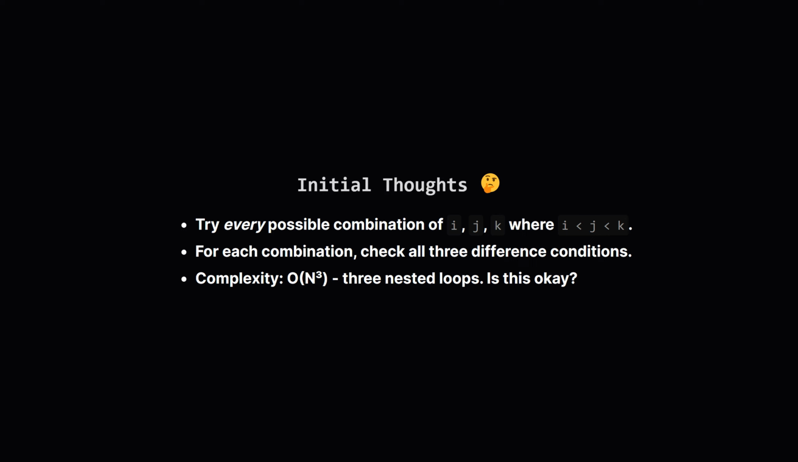Now sometimes n cubed is way too slow, but let's remember the constraint. n is at most 100. What's 100 cubed? It's 1,000,000. Computers can handle 1,000,000 operations really fast, so this simple n cubed approach might actually be perfectly fine here.